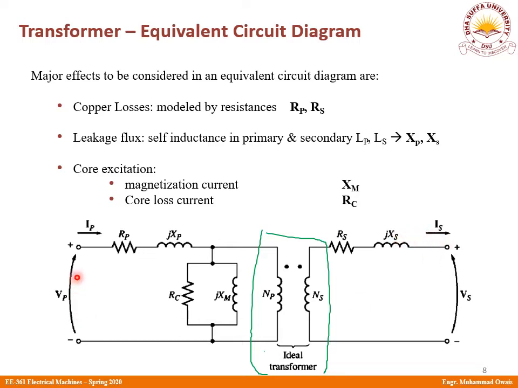The primary voltage is shown here, and you can also see the primary current. The dot convention has been followed. On the secondary, you see that the secondary current is flowing out of the dot as per the dot convention which we discussed in our very first online class.